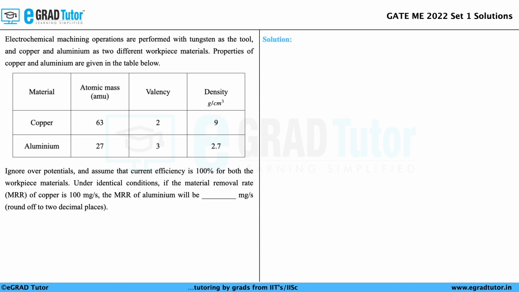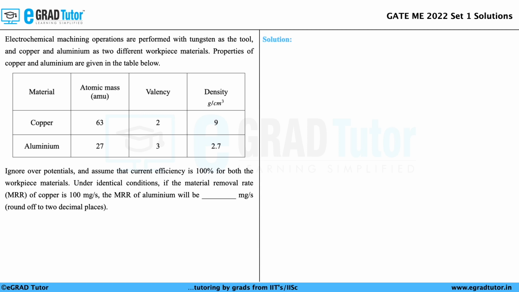Under identical conditions, if the material removal rate of copper is 100 milligrams per second, the material removal rate of aluminium will be... So we need to find out the material removal rate of aluminium, also in milligrams per second. Let's look at the solution.